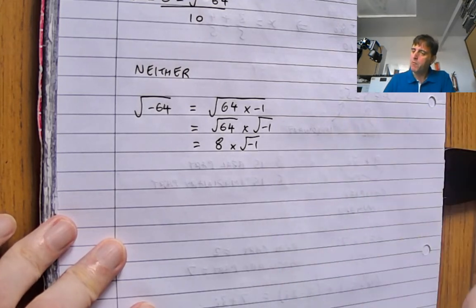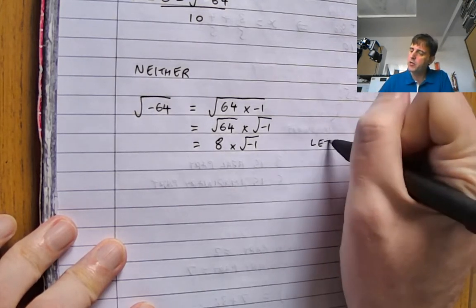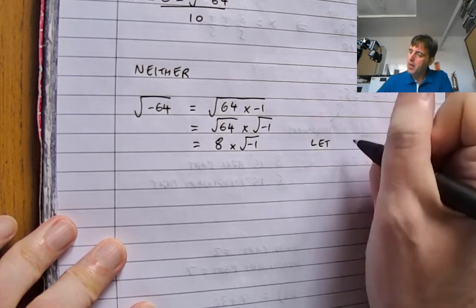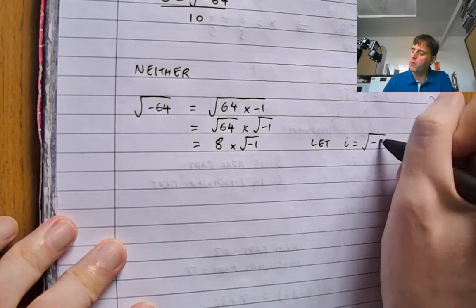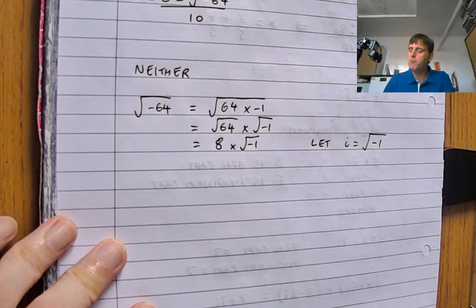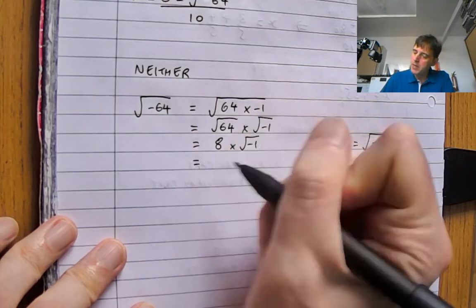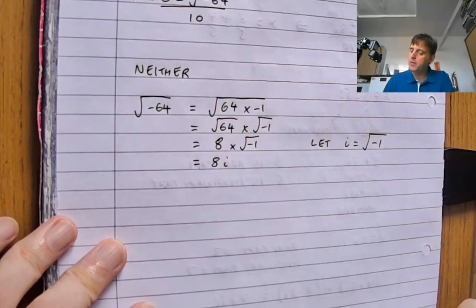But I think one thing we can do with this is we can make things a bit neater. Let's just introduce a bit of notation for us here. Let's introduce the symbol i here, and we'll say that i is going to stand for the square root of negative 1. So whenever we see the square root of negative 1, we'll instead just write i, just to make things a bit neater for us. So that means that we end up here with the square root of negative 64 is 8i.